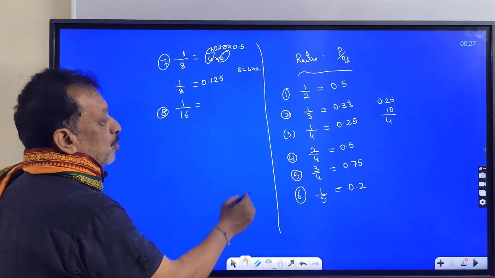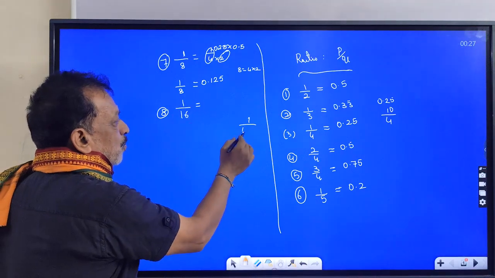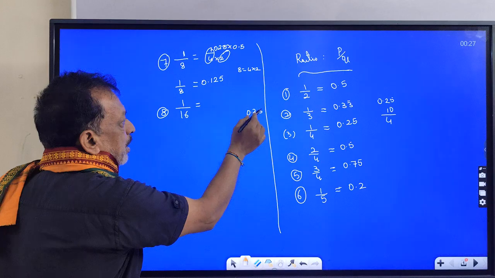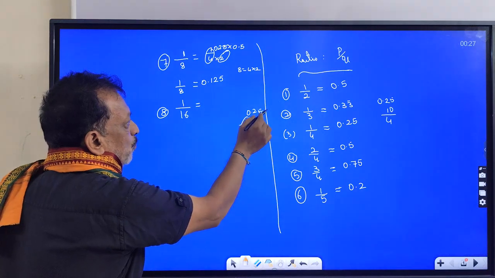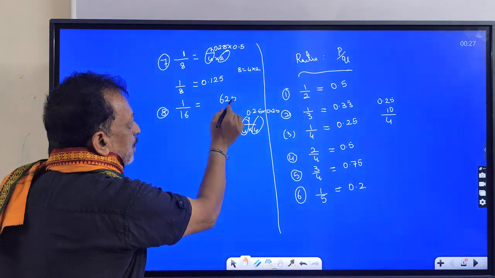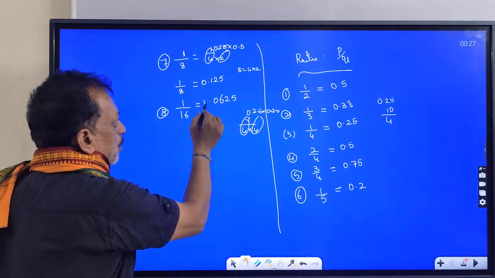1 by 16. How to write? So it is 0. Again no need. So 4 4s are 16. So 1 by 4 is 0.25 and again 1 by 4 is 0.25. So 25 square is 625. 625. So how many decimals? 4 are there, 1 2 3 4 decimals.